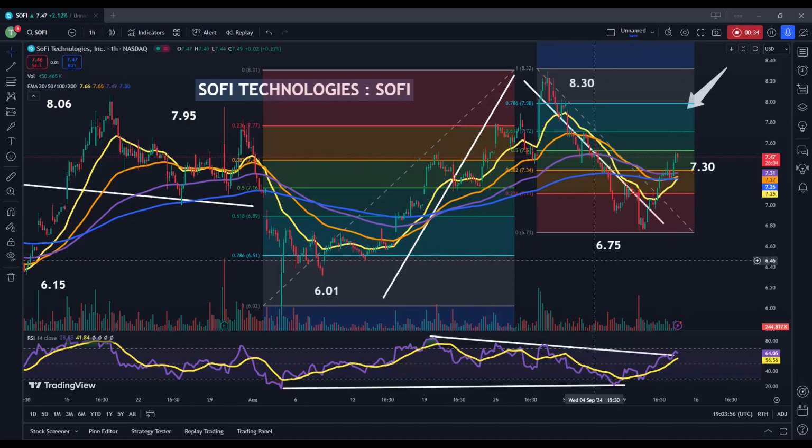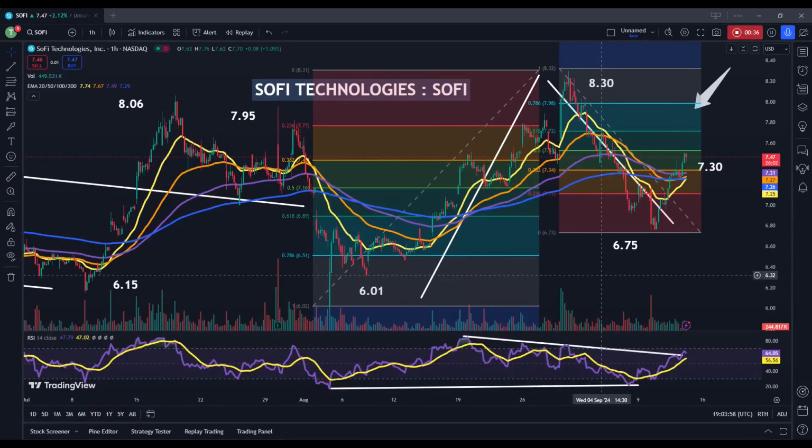So as we can see here, we have the hourly price chart. Every candle on this price chart represents a 1 hour trading period. And we're starting to gain back some of the prior losses that were generated previously. So in this video, we're going to be outlining some important price zones, some important support and resistance levels, so that hopefully traders can develop some profitable trading strategies for this stock in the days and weeks ahead.